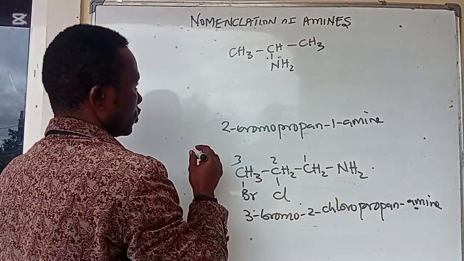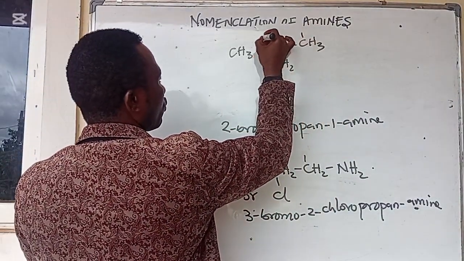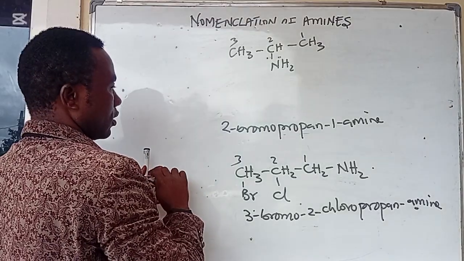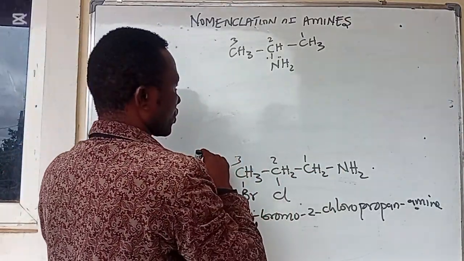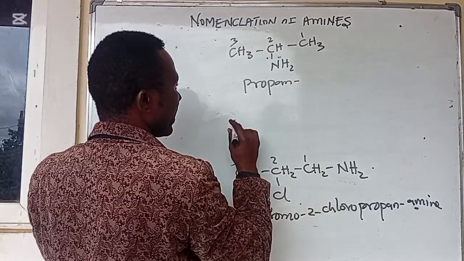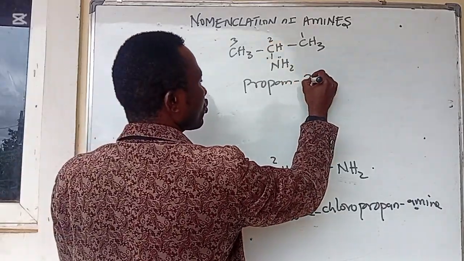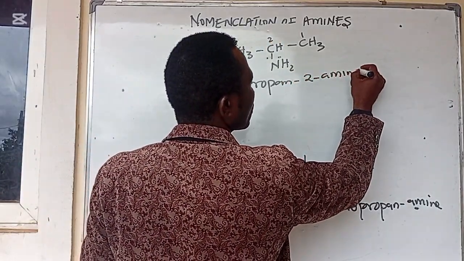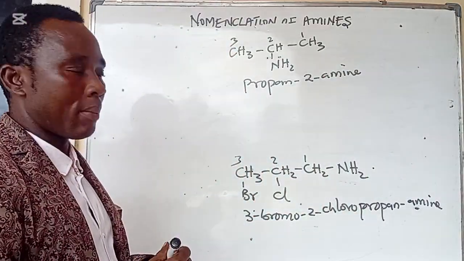Now, when we have CH3, CH, NH2, then CH3, if I number the carbon 1, 2, and 3, this will be, of course, propan. The amine is at number 2, so it's 2-amine. So this is propan-2-amine.